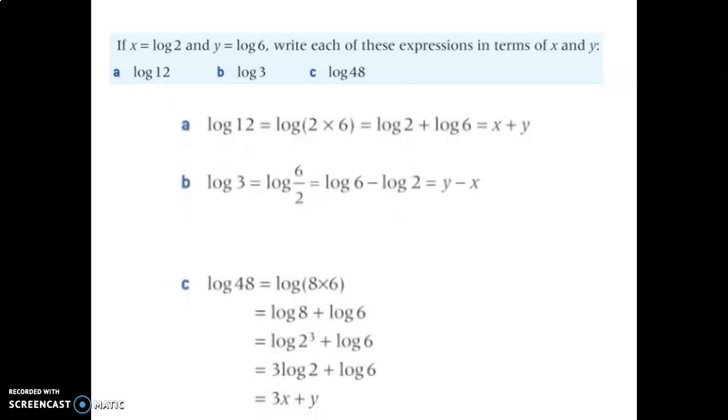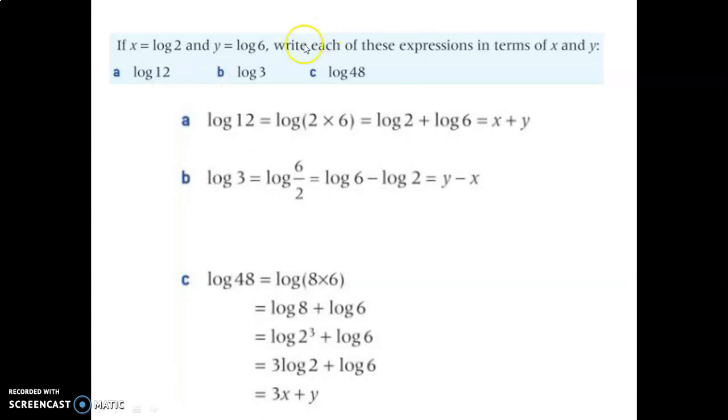Okay, so first of all, we can take a look at 12, and 12 is actually 2 times 6. And we know log of 2 and log of 6 here. So that breaks up into log of 2 plus log of 6 by the product rule, and therefore each of those pieces is equal to x and y, so x plus y.